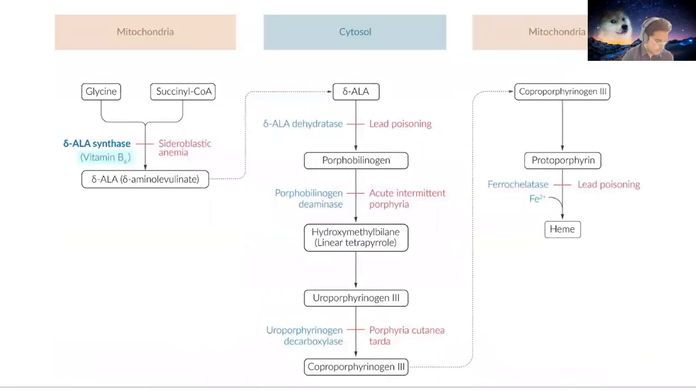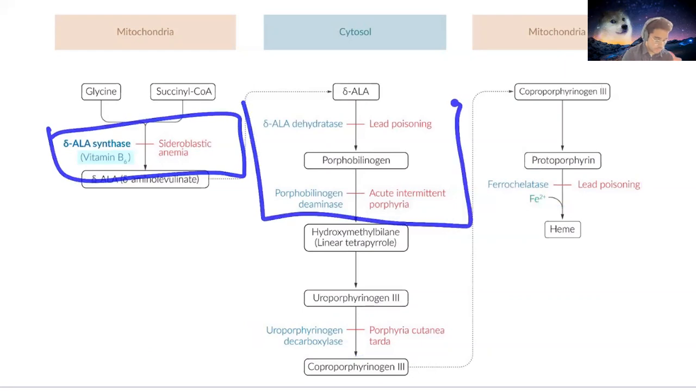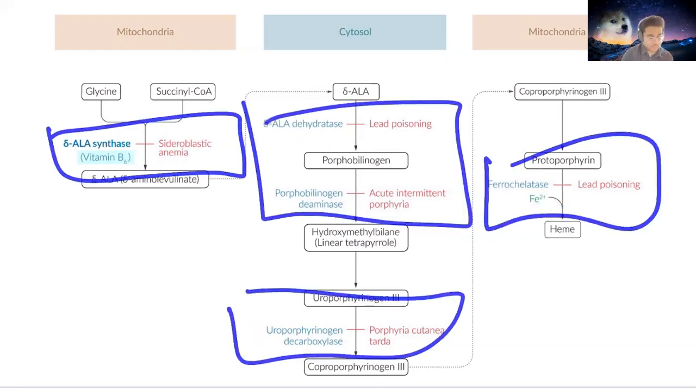And I wanted to highlight a couple of them. ALA synthase deficiency, ALA dehydratase, lead poisoning, porphobilinogen deaminase, that's acute intermittent porphyria. And then you can have your porphyria cutanea tarda, as well as your ferrochelatase levels. So if you know these typically cold, then you should be good for the exam.